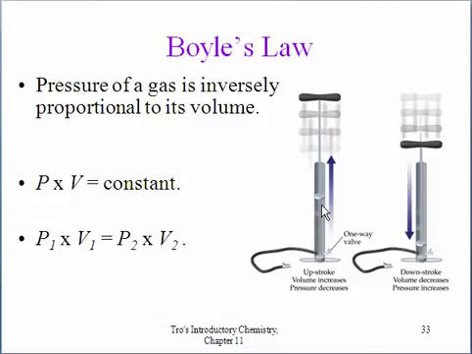Now the difference is here our volume is large and our pressure is small. And in this case, our volume is small, but our pressure is large. Even though our pressure changes, our pressure 1 is not equal to our second pressure. Our second pressure is much larger, and our volumes are not the same. Our volume 1 is much larger than our second volume. The product of these two values is the same. So we can use this relationship to solve problems.